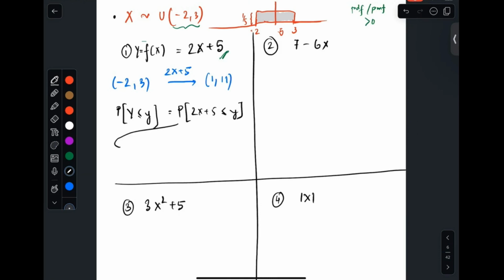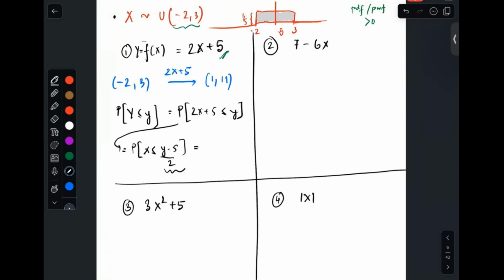And when you write it down here, you get what? You get probability. You have to write it in terms of X, because you know the distribution of X, right? So X is less than or equal to (y minus 5) by 2, right? And therefore, now X is a uniform distribution, and that's why you need your support now. Why do you need your support? Because you see that Y can be between 1 and 11.